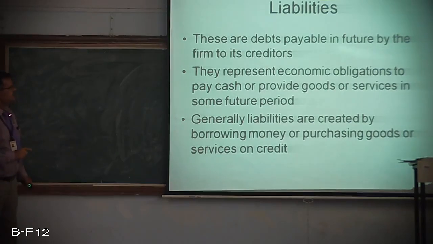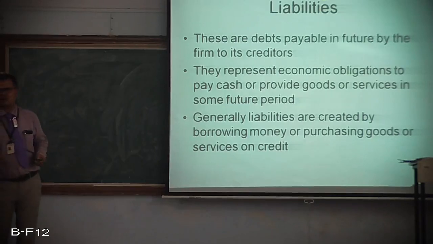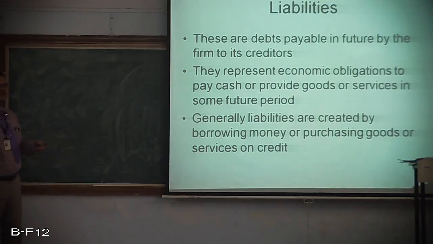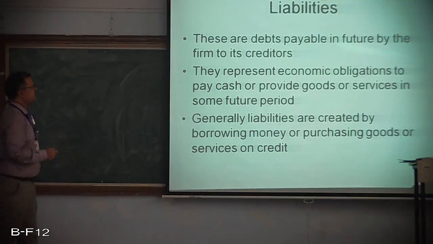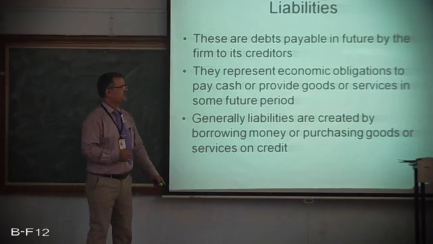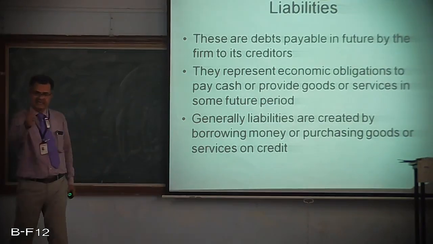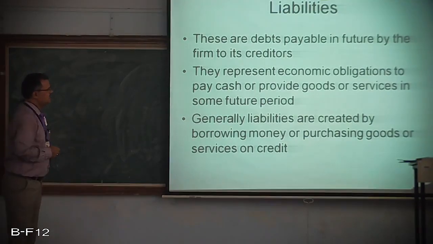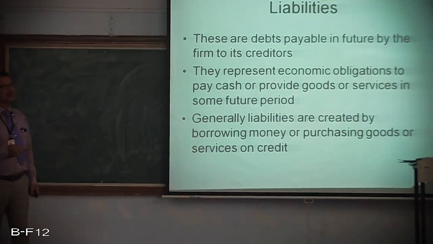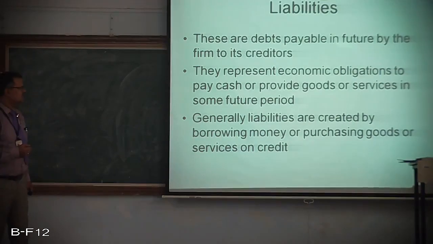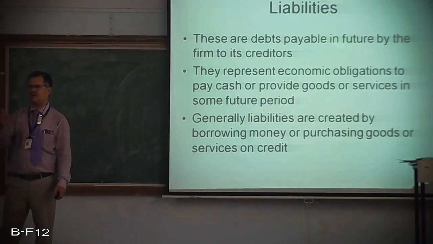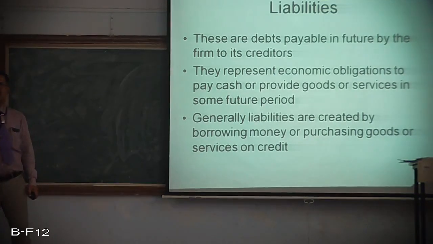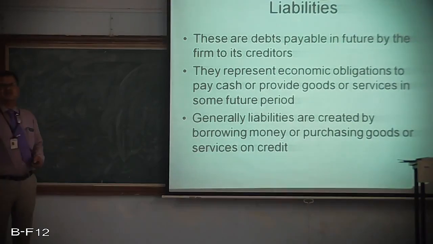They represent an economic obligation. They have to pay this much, transfer this much, exchange this much. That is called the obligation the organization has got. They represent the economic obligation to pay cash or provide goods or services at some future period. Generally, liabilities are created by borrowing money or purchasing goods or services on credit. When they buy any goods, plant, or equipment on credit, it is called a liability because they have to pay in future.